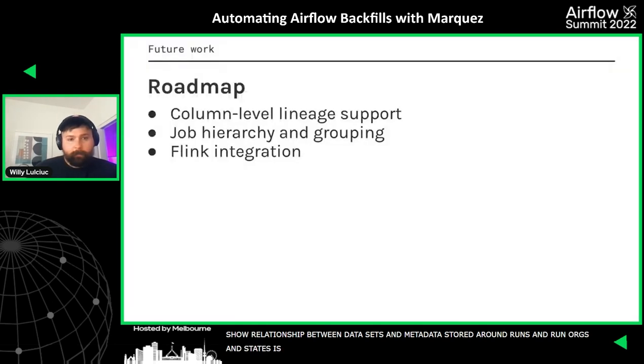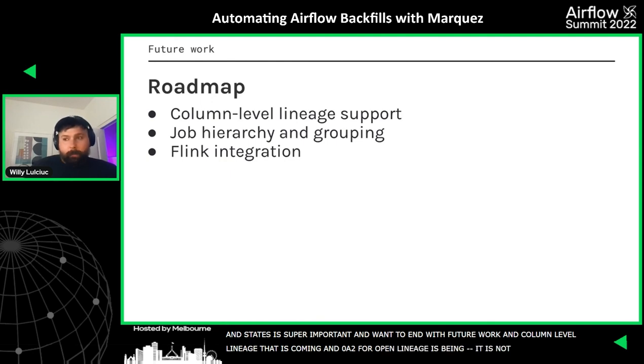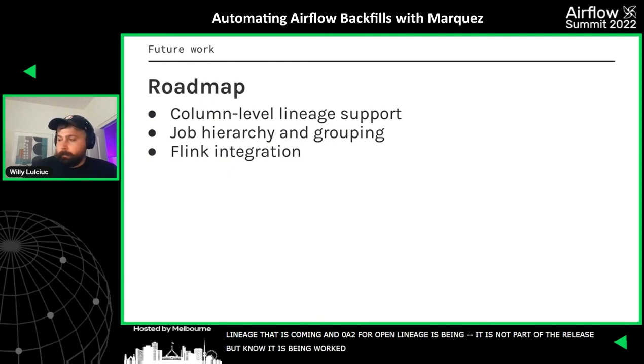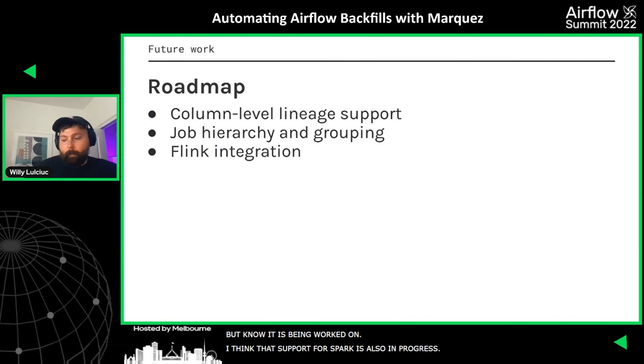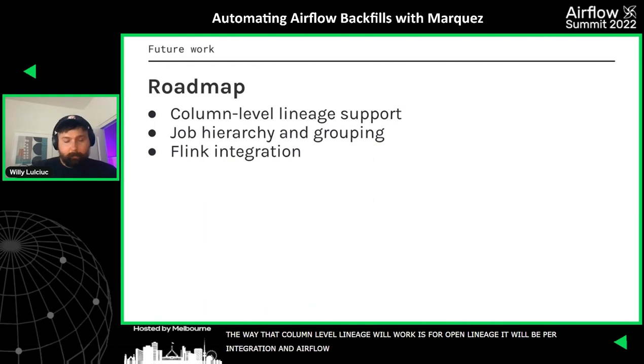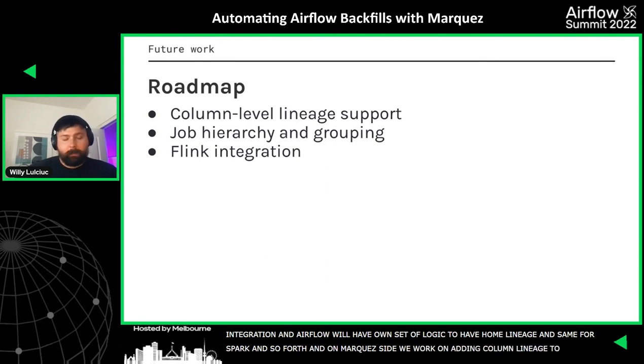So I want to end with future work. The one thing that you did not see in the model was column level lineage, and that's coming. I think as of 0.82 for OpenLineage, it's not part of that release, but I know that it's being worked on. And I think support for Spark is also in progress. The way column level lineage will work for OpenLineage is that it's going to be per integration. So Airflow will have its own set of logic to pull column level lineage, same thing for Spark and so forth. And then on the Marquez side, we're working on adding column level lineage to the API and also to the model and expanding that.